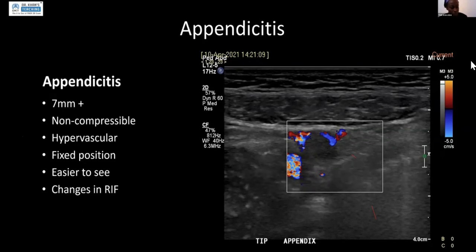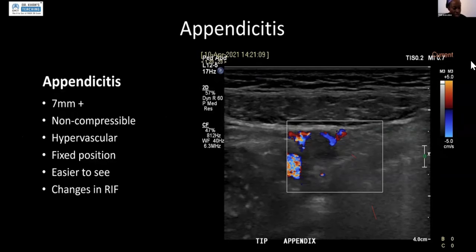And then you look for your surrounding changes in the right iliac fossa. So increased echogenicity of your mesenteric fat, which is due to edema and inflammation, any free fluid, any mesenteric lymph nodes that are reactive, and also look for any collections or features of perforation. And you need to be able to follow the appendix from the base all the way to the tip to be sure that it's completely normal. And if it's thickened, you want to follow it from the base to the tip to look for any disruption of the wall, which might suggest it's perforated.